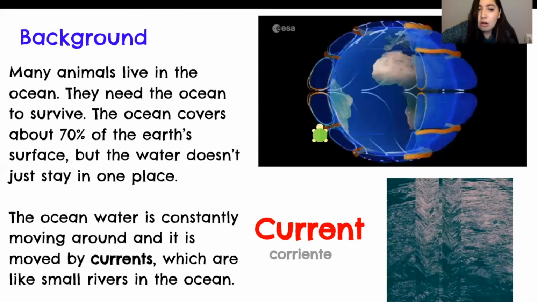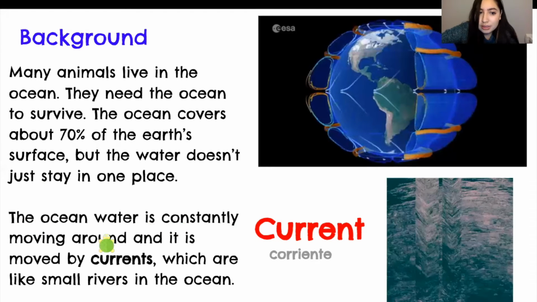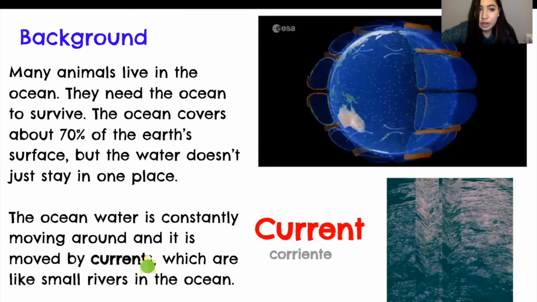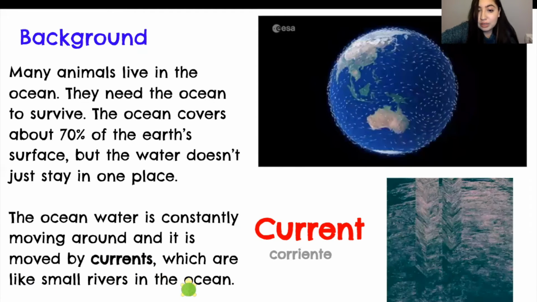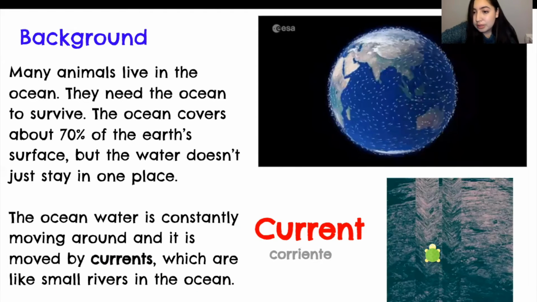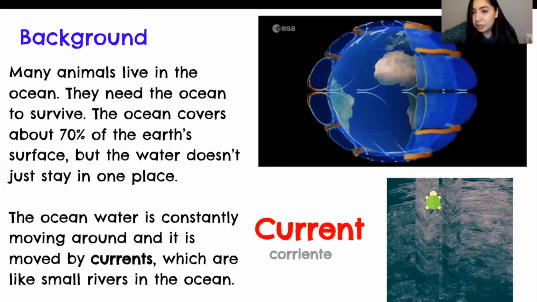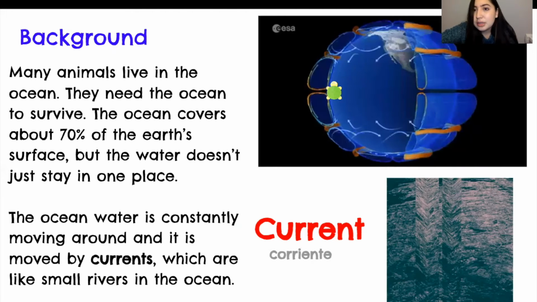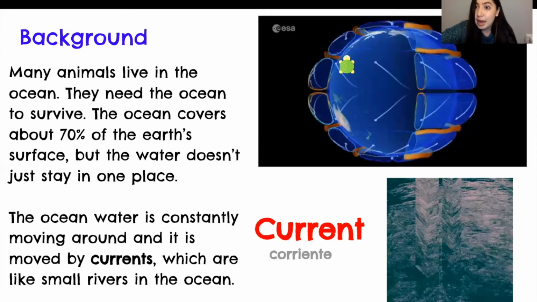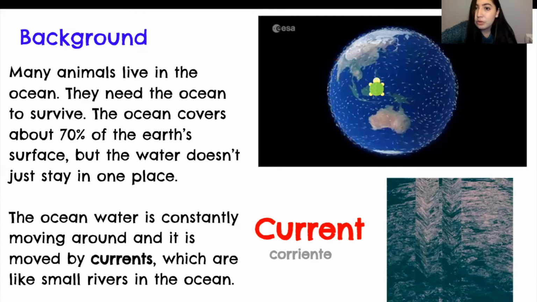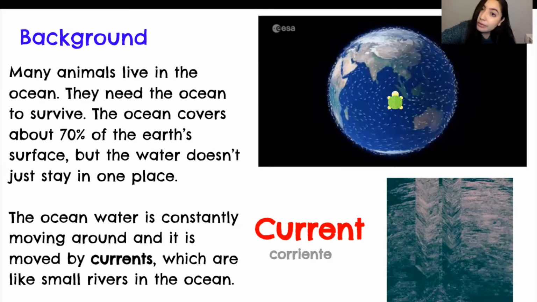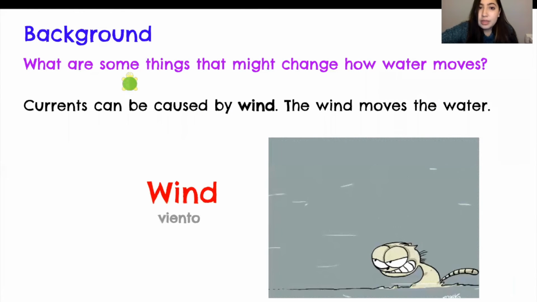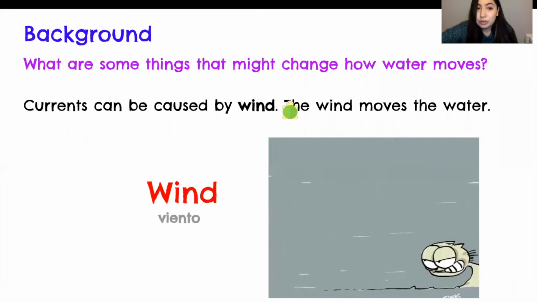Wow. The ocean water is constantly moving around, and it is moved by currents, that vocabulary word, which are like small rivers in the ocean. So here we see my turtle moving up the current. And we see here that currents move in circular patterns, right? We see them right here. They move in circular patterns, and they go left to right.